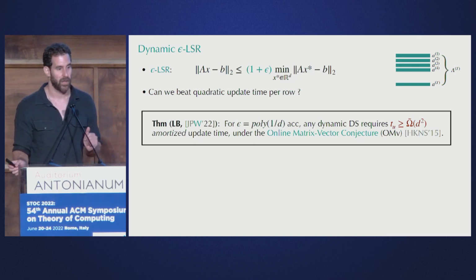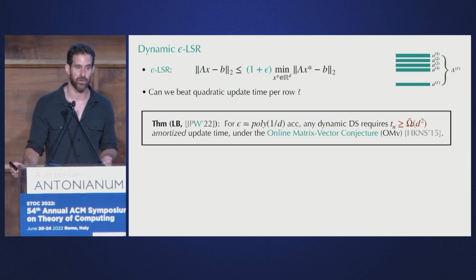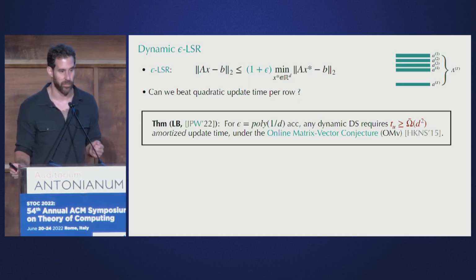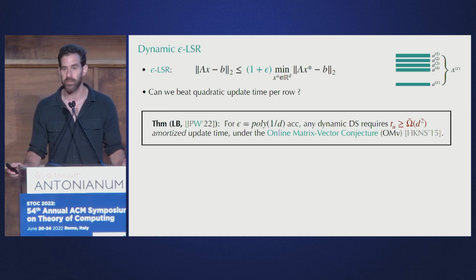the problem. The first one is that if we want a high accuracy solver, a dynamic least squares data structure which maintains a high accuracy solution, so 1 over poly d, then actually the Woodbury update of Kalman filters from the 1960s is the best we can do. This is optimal under the OMV conjecture.